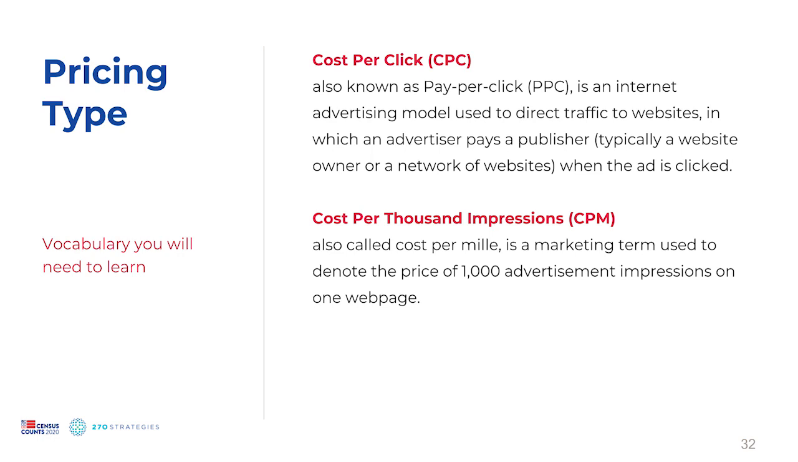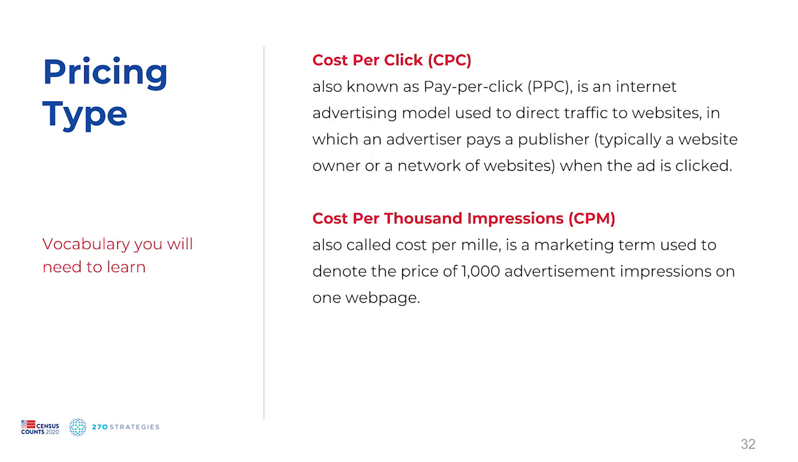When thinking about your budget, you need to know the pricing terminology. Yes, there's more vocab to learn, so let's start with cost per click. This is usually reflected on a media plan or pricing sheet as CPC. Also could be seen as pay per click or PPC. Its model is used to direct traffic to websites in which an advertiser pays a publisher, typically a website owner or a network of websites, when the ad is clicked on.